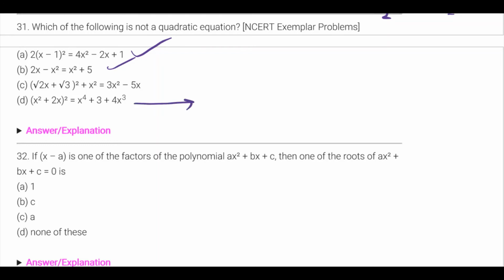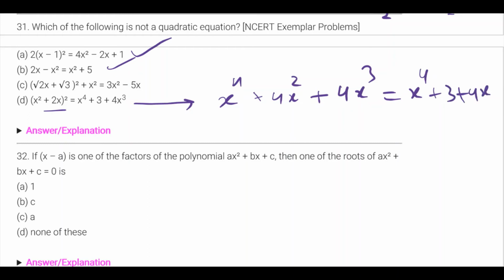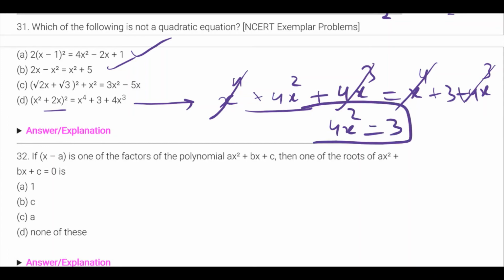And option 4, if you look at option 4, if you expand this, it is x power 4 plus 4x square plus 4x cube equals to x power 4 plus 3 plus 4x cube. So x power 4 gets cancelled. 4x cube gets cancelled. So I have 4x square equals to 3, which is a quadratic equation.